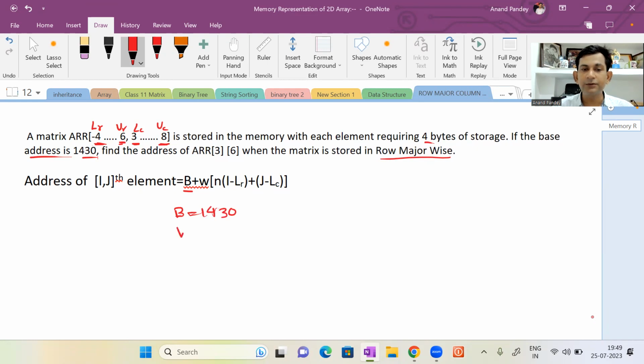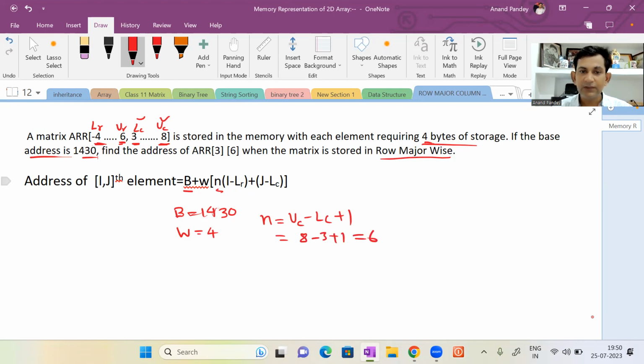The value of W is what? Width of each element of that 2D array. Here it is written memory with each element requiring 4 bytes of storage, which means the value of W will be 4. Please try to learn how I am getting these values. Then N. N is the number of columns. For number of columns, we have the formula UC minus LC plus 1. This is UC, this is LC. So 8 minus 3 plus 1 will be 6. This is the value of N.